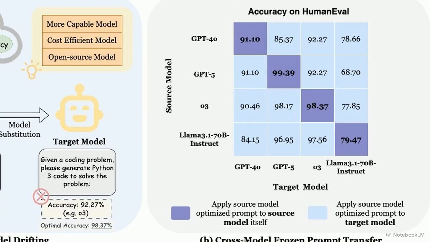This heat map shows cross-model prompt transfer performance on the HumanEval coding benchmark. The off-diagonal cells immediately reveal the extent of the drift across varying architectures. Look at what happens when a prompt optimized for GPT-5 is migrated to a Llama 3.1 70B target. The accuracy drops from 99.39% down to 68.70%. Yet, when Llama 3.1 uses its own natively optimized prompt, it achieves 79.47%. The transferred source prompt is actively bottlenecking the new model.